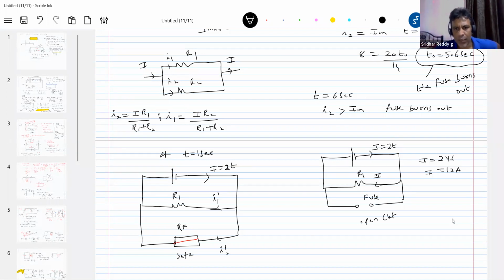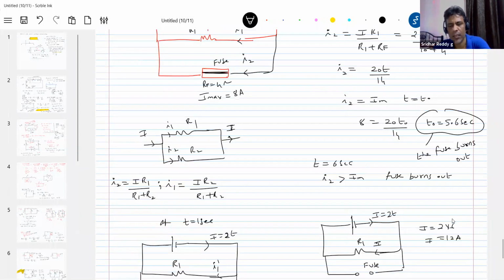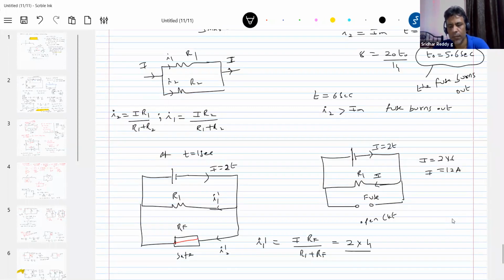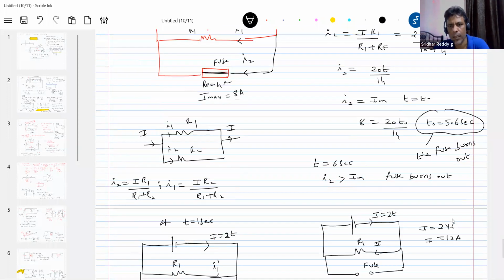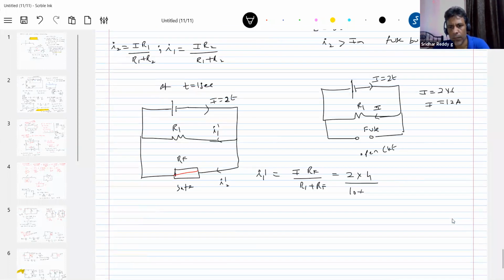So what is I1 dash? I1 dash should be equal to I into RF by R1 plus RF. At t equal to 1 second, this will be 2. RF value is how much? 4 ohm. So 2 into 4 by 10 plus 4, that is 8 by 14, or 4 by 7. This much will be the current through the resistance.